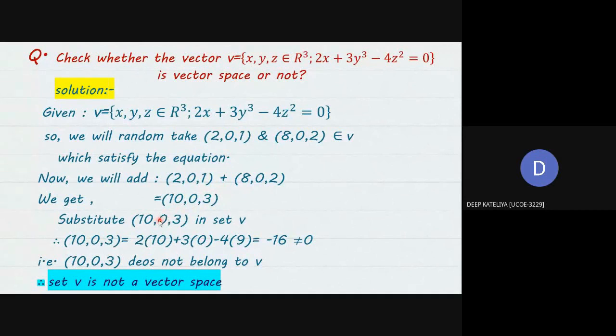Now we will substitute this coordinate in the set V equation. Therefore, after substituting, we get the answer as minus 16, that is not equal to 0. Therefore, the (10, 0, 3) coordinate does not belong to V, and set V is not a vector space. Next slide, please.